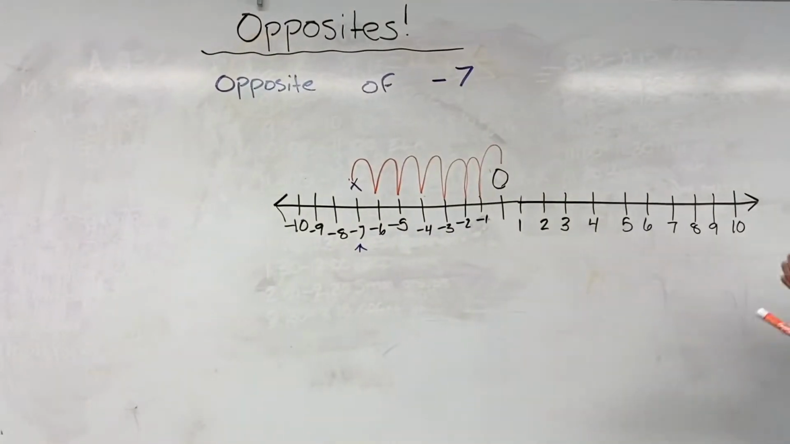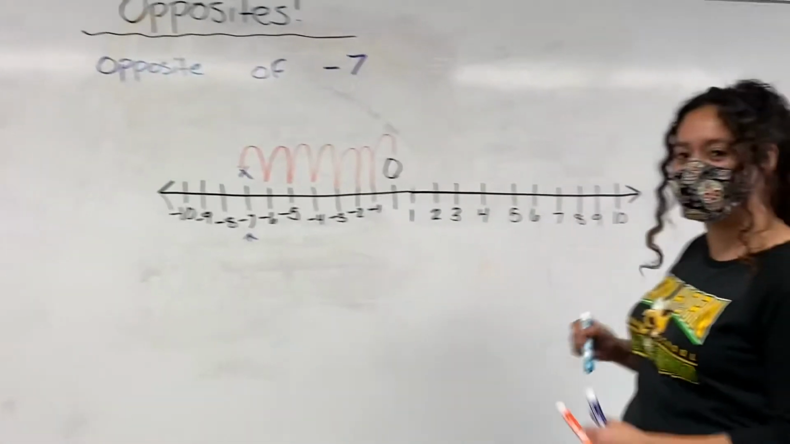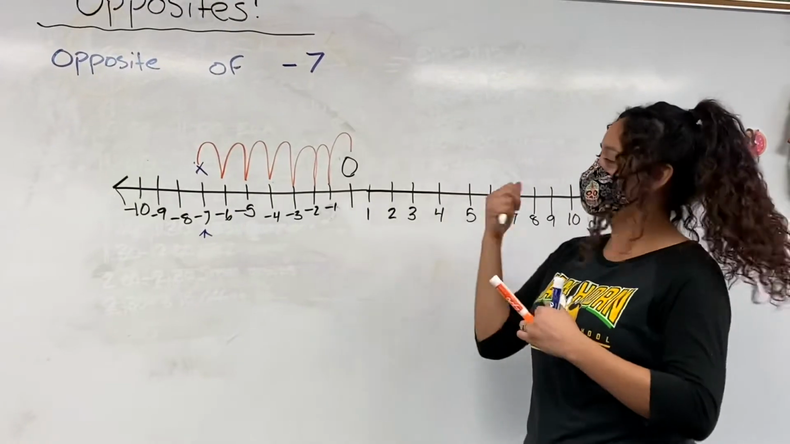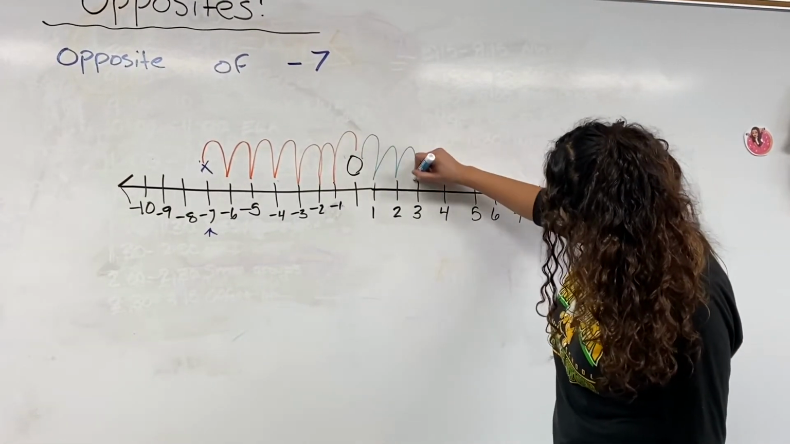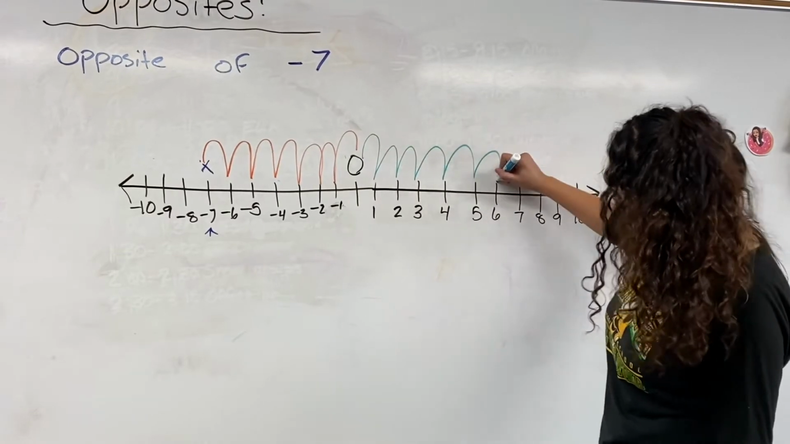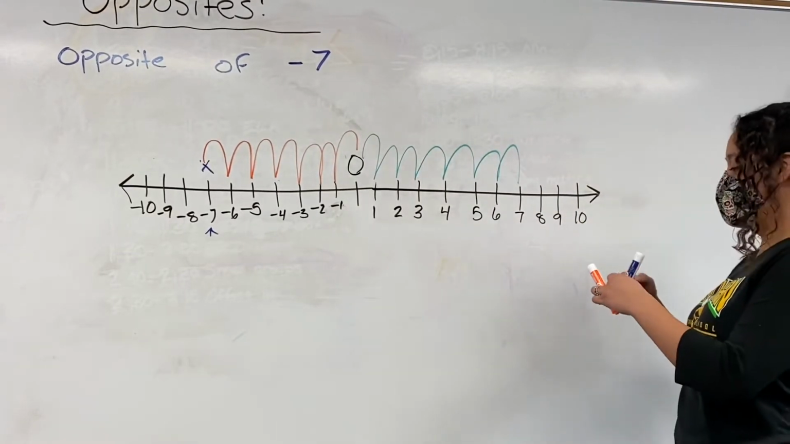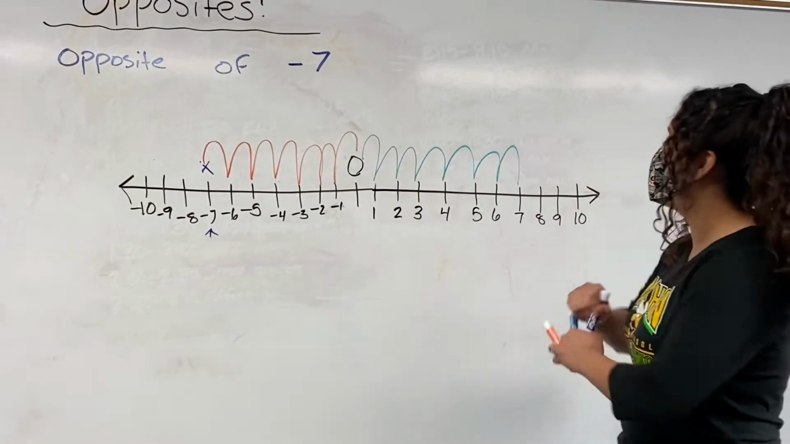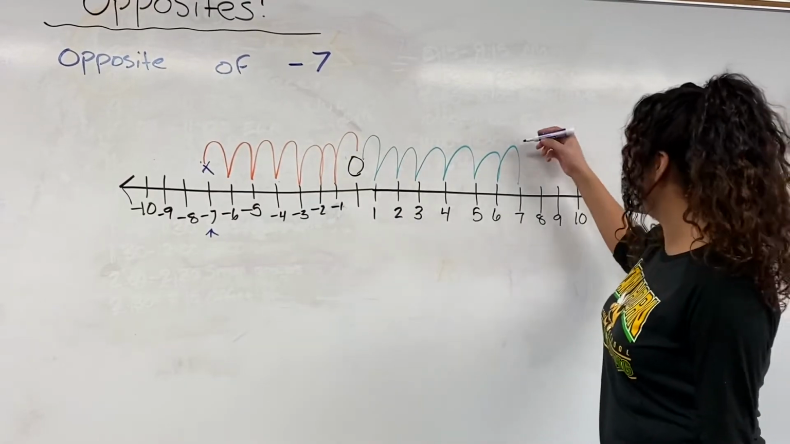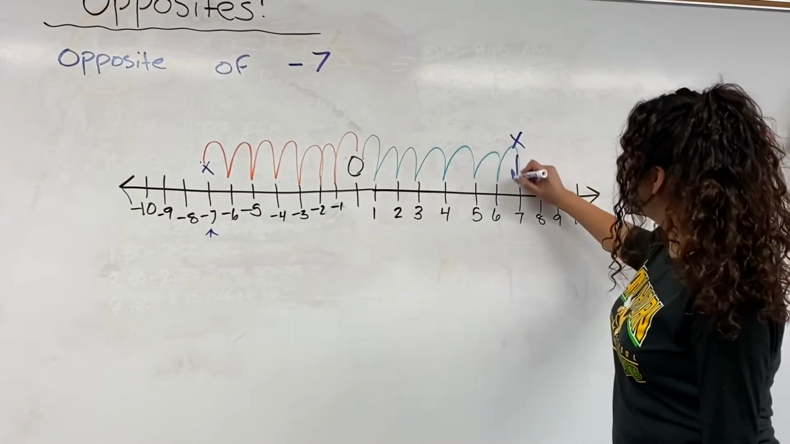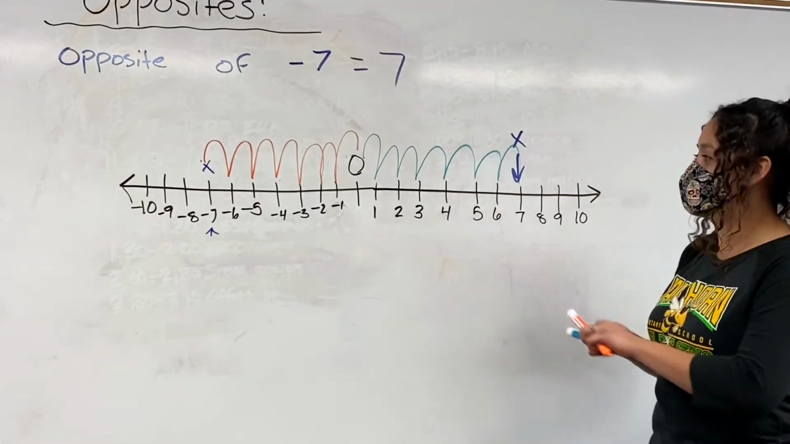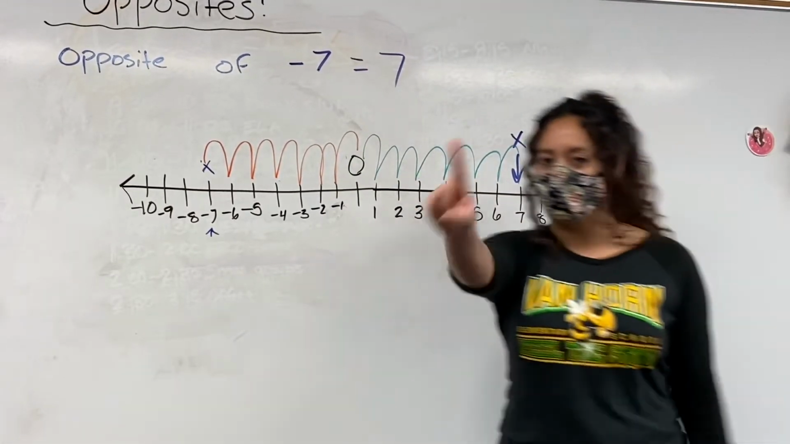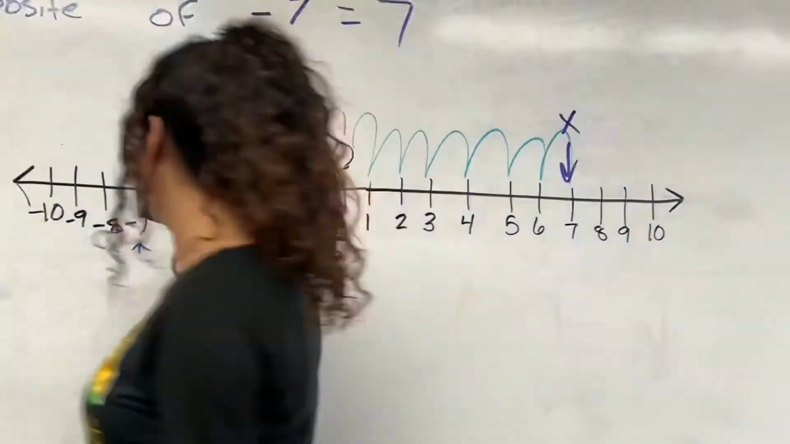Okay, so now I have to bounce in this direction, that same amount of numbers. Let's bounce. 1, 2, 3, 4, 5, 6, 7. There it is. So the opposite of -7 is 7. Woo! Awesome possum. But wait, there's more.